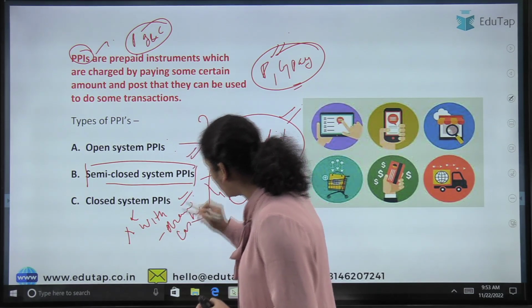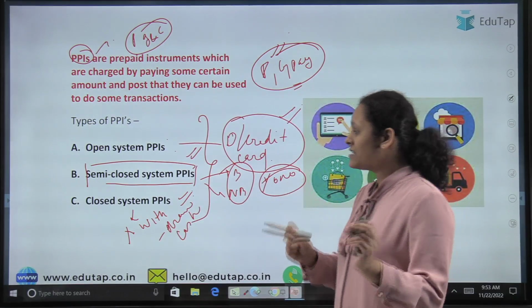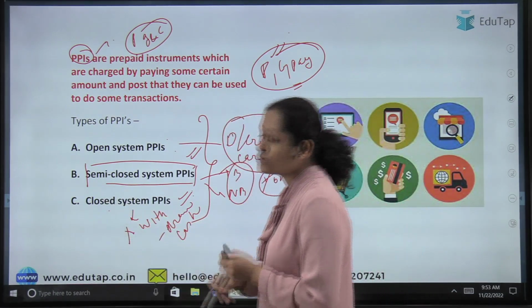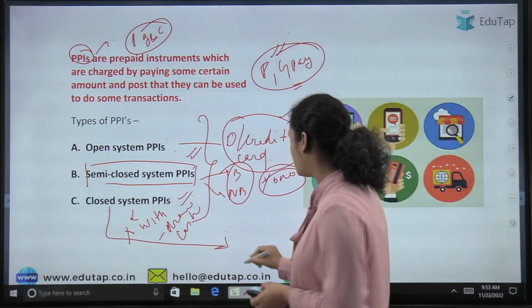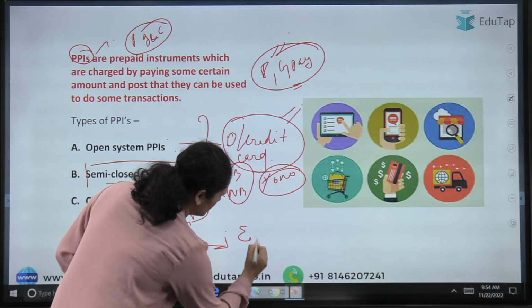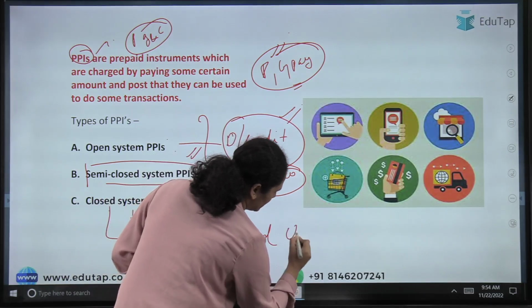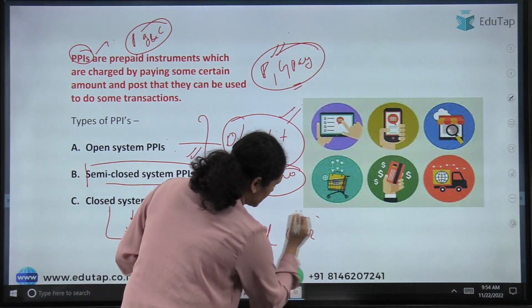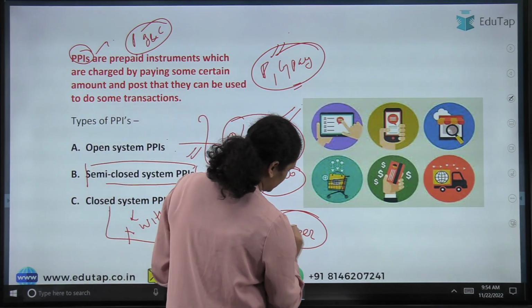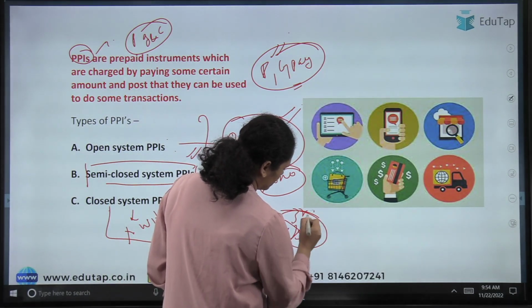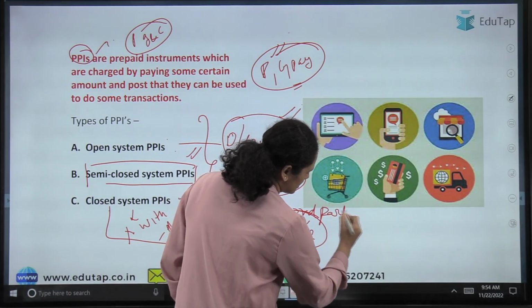Cash withdrawal is not possible. And please remember, these cannot be used everywhere. This has a specific end user. In case of a closed PPI, the end user, meaning the user in whose account the money will go, or the merchant, the third party, is fixed.